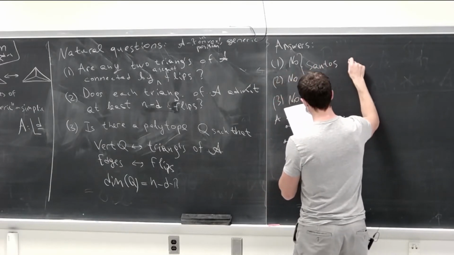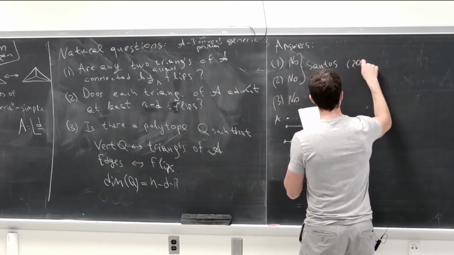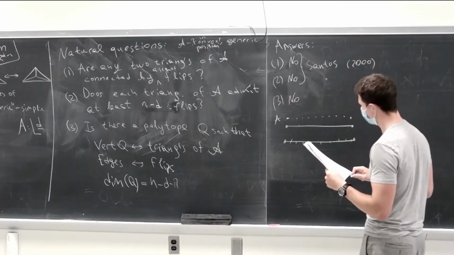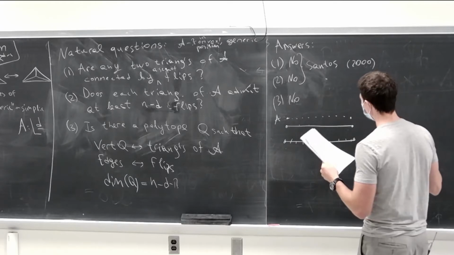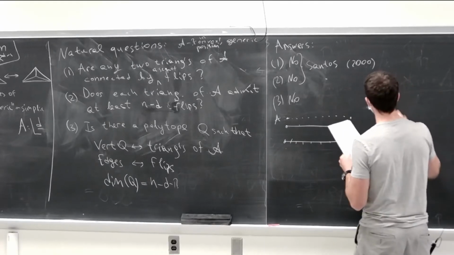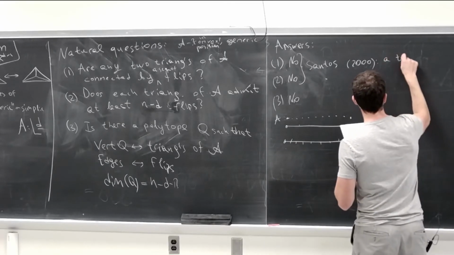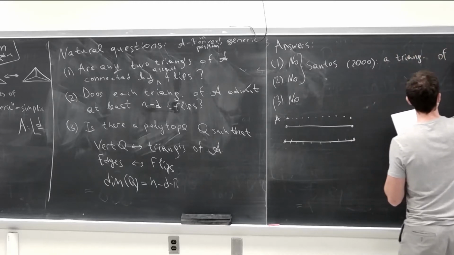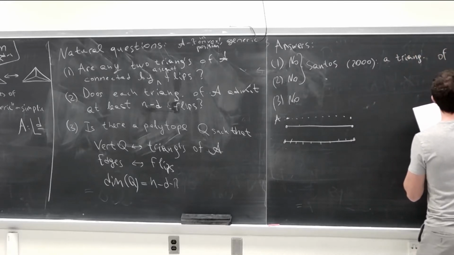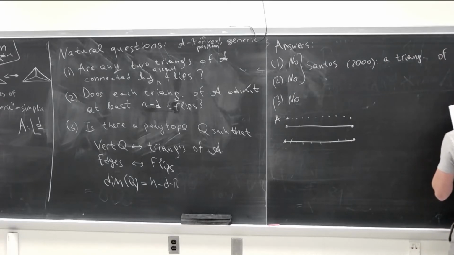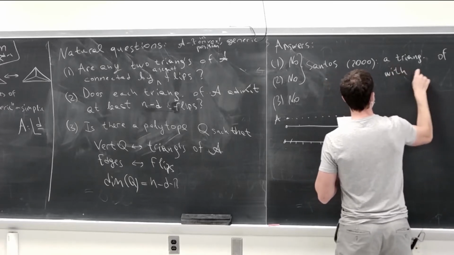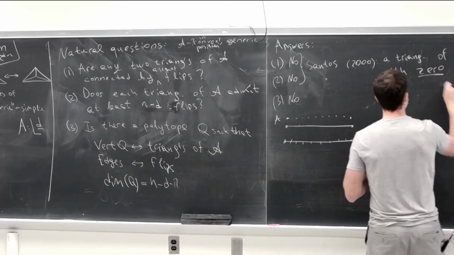Santos, in the year 2000. So what did he do? He constructed a triangulation of 324 points in R to the 6 with 0 available flips.